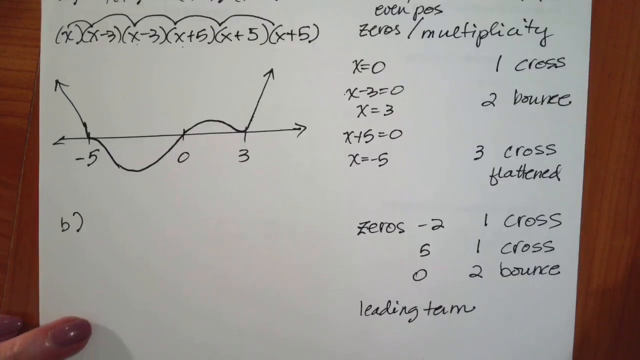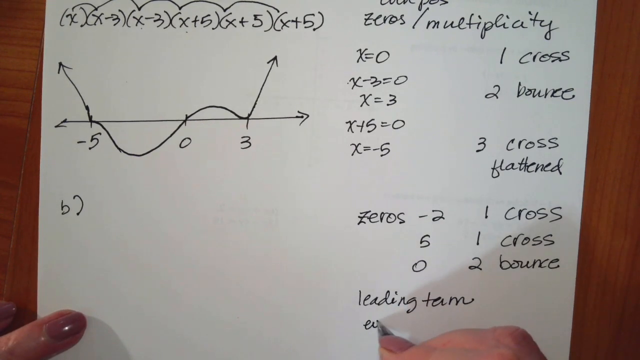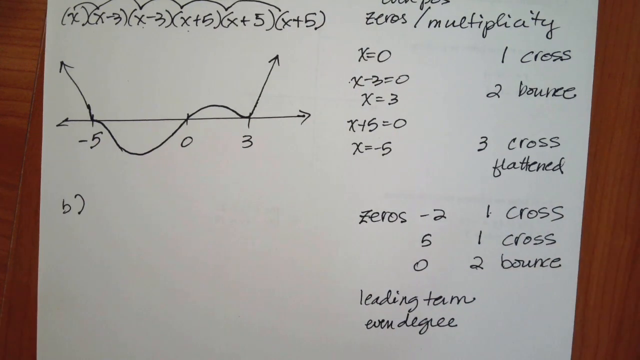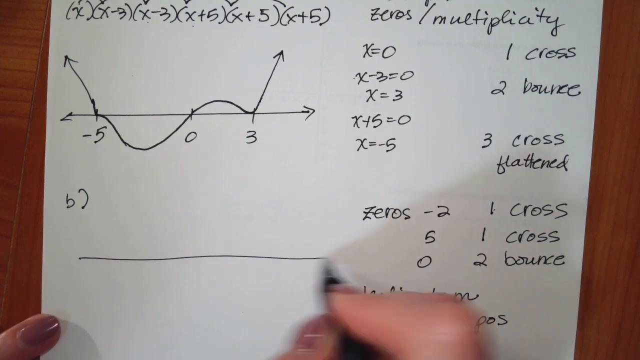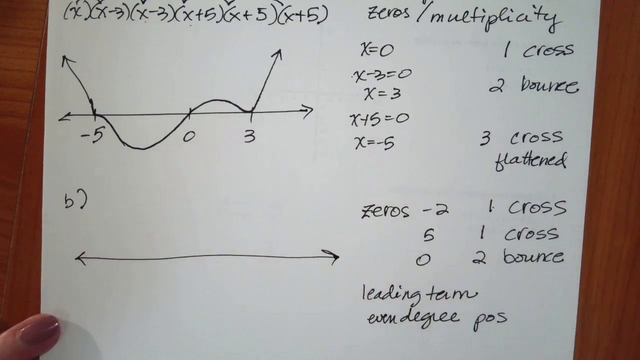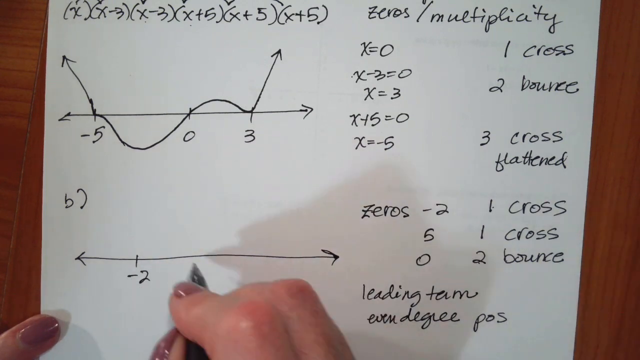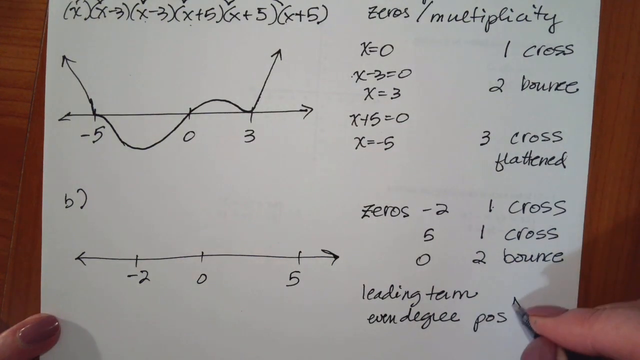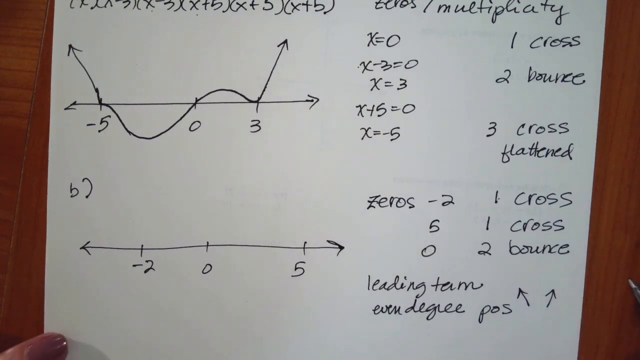Okay, so I don't know if it's positive or negative, but I do know it has an even degree because there are 1, 2, 3, 4 solutions. And let's just, for ease, say it's positive. Okay. So I know I have a negative 2, a 0, and a 5. If you had said negative, that wouldn't be wrong as long as the zeros are correct.